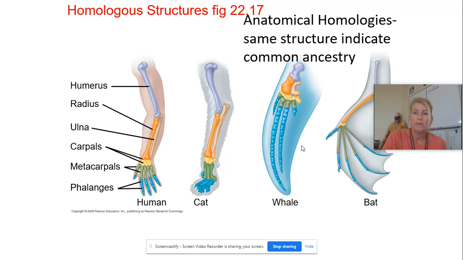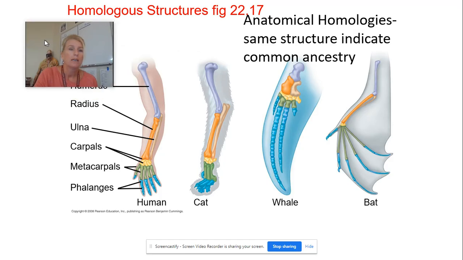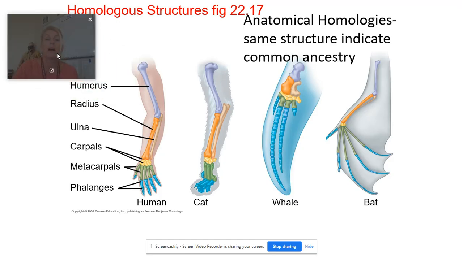The prefix homo means same. So homologous structures are literally identical structures within different organisms. And if we look at some anatomical homologies, we see among the mammalian forearm, so all of these organisms are mammals, we see 1, 2, 3, 4, 5, 6, 7 bones that are absolutely identical. Their shape may be a little bit different, but all 7 bones are present.